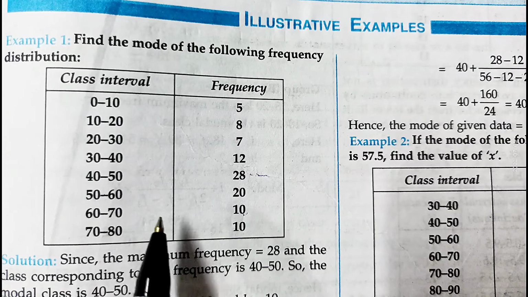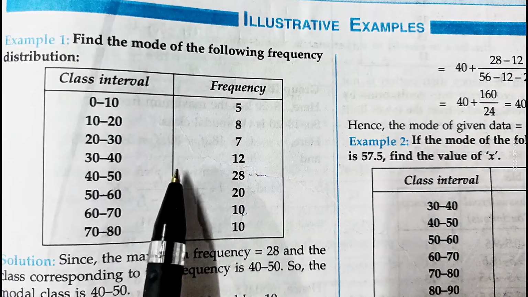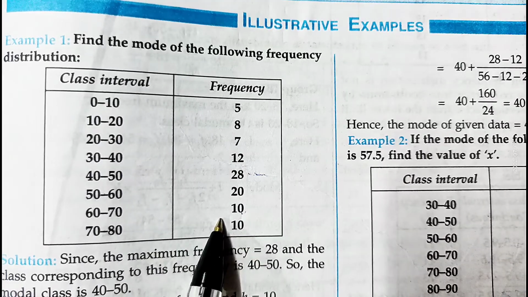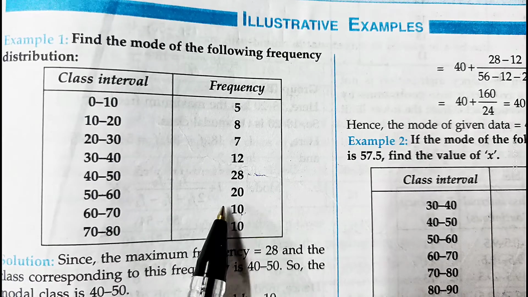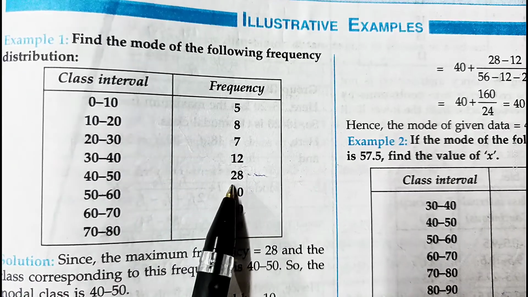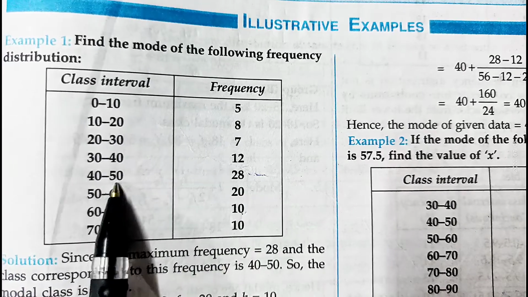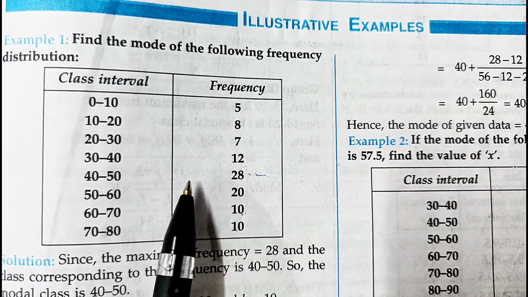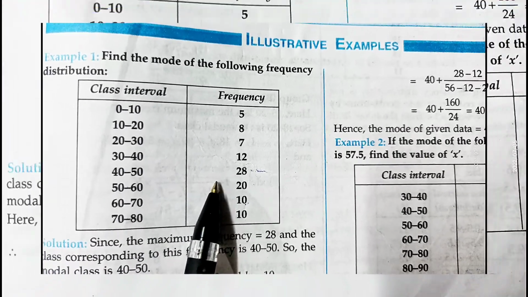In class 10 we have to find the mode of this type of frequency distribution. In case of a frequency distribution table, it is not possible to look at the frequencies and determine the mode. Here we can only locate the modal class. Out of these frequencies, 28 is the maximum frequency, so we can say that 40 to 50 is the modal class, but we cannot say directly what the mode is. In that case we have to use one formula, which is called the mode formula.